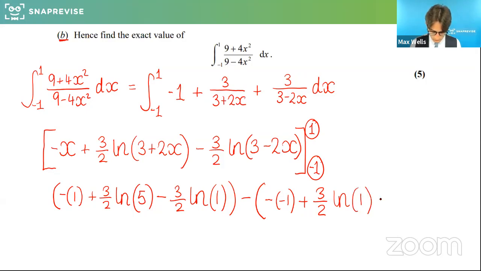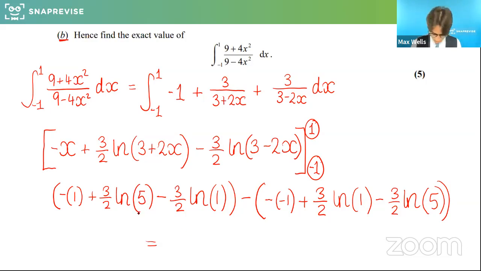And then this would be 1. For anyone who's done log rules, logarithms, they'll know that ln of 1 is 0. So those bits are going to start to disappear, and this will tidy up quite nicely. 3 over 2 ln of, and that will be 5.